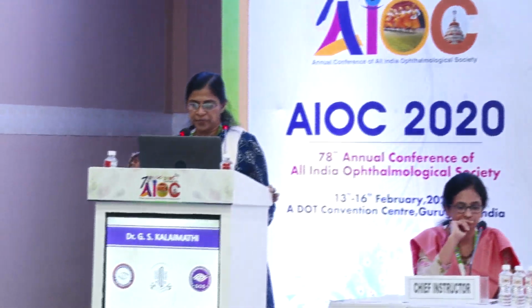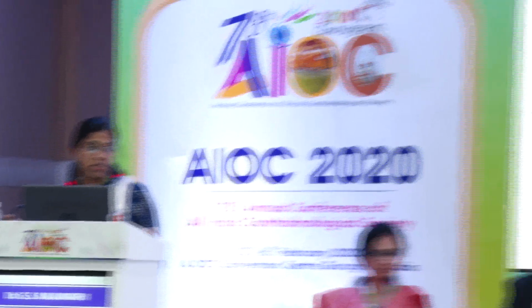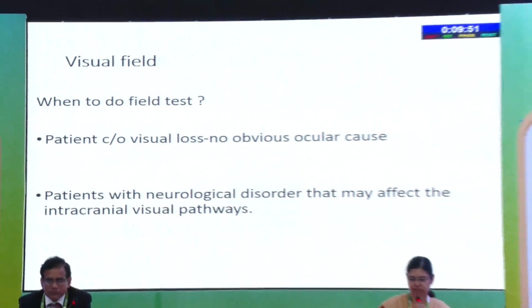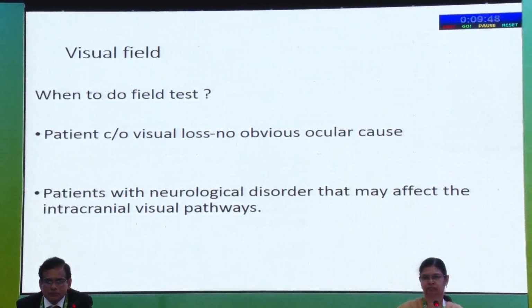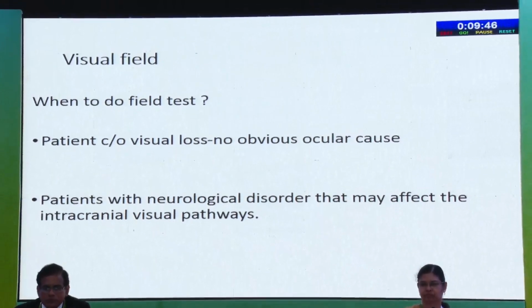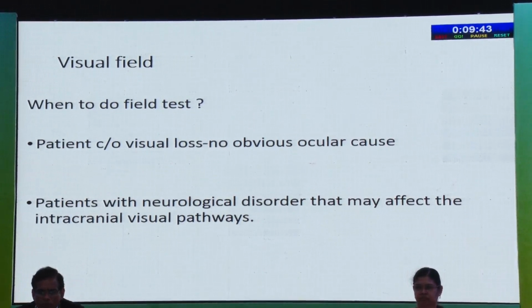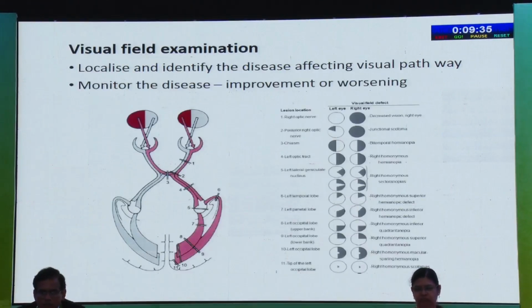Thank you, Dr. Thomas. So we're coming to visual field defects in neuro-ophthalmology. When to do a field test? When the patient complains of defective vision, and on examination there is no obvious ocular cause, then we do visual fields. Also sometimes the patient says there is some visual field loss. Visual field examination is important to localize and identify the disease affecting the visual pathway, and also to monitor whether the disease is improving or worsening.